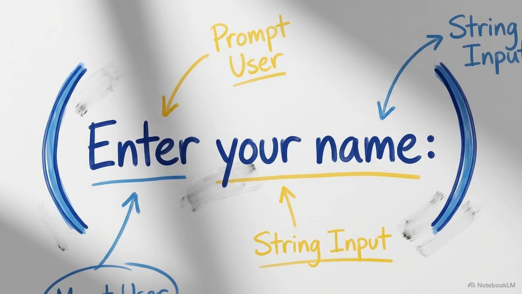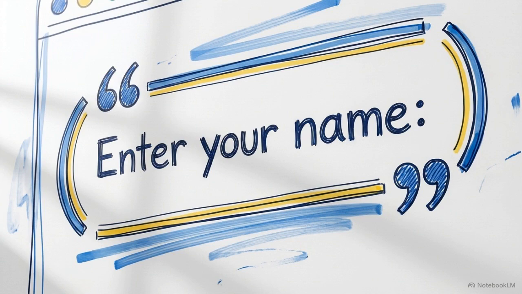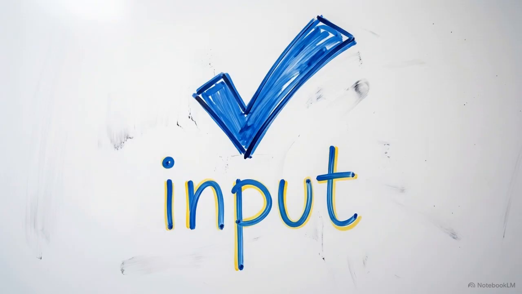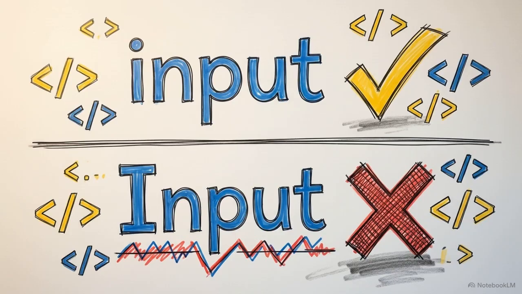Inside the parentheses of your input command, type enter your name and wrap that entire phrase in double quotes. Those double quotes are a syntax rule instructing Python to treat those characters as a plain text string. Make sure the word input is entirely lowercase. Python is strictly case sensitive, meaning a single capital letter here will break the command.